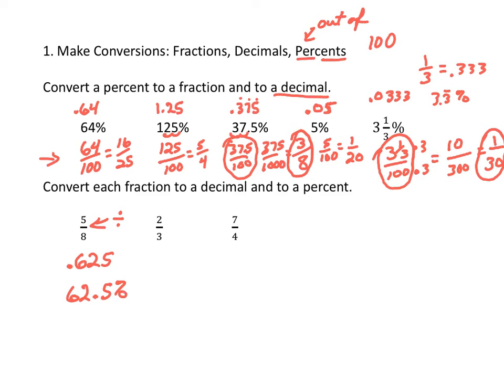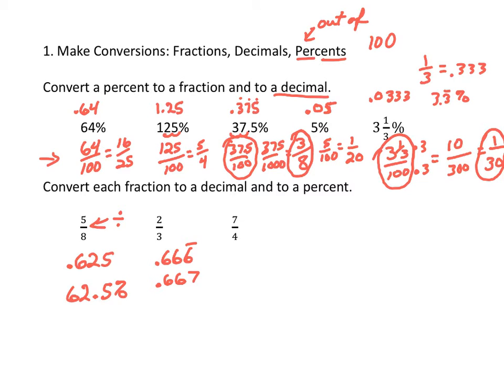62.5%. Okay. 2/3. 2 divided by 3 is 0.666 repeating. It's okay to write the decimal that way, as repeating. If you're rounding it off, it would be 0.667. But we typically don't want to round it off. So we're going to leave it as a repeating decimal with a repeating sign.